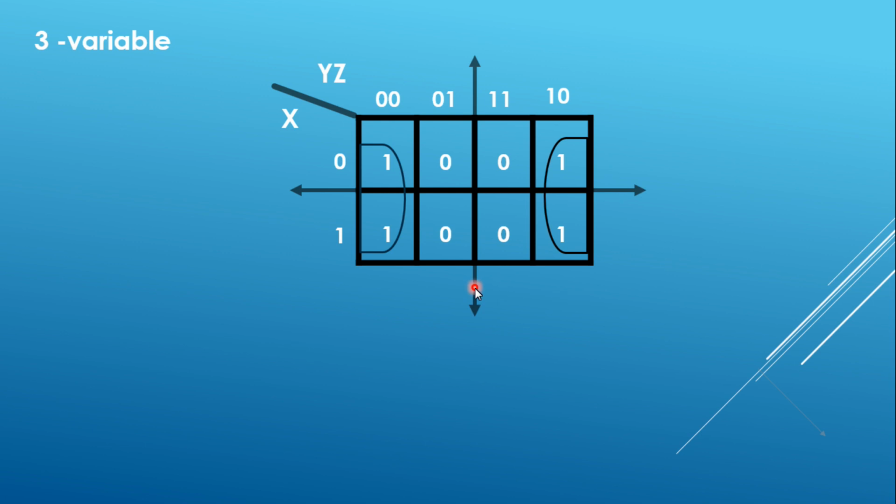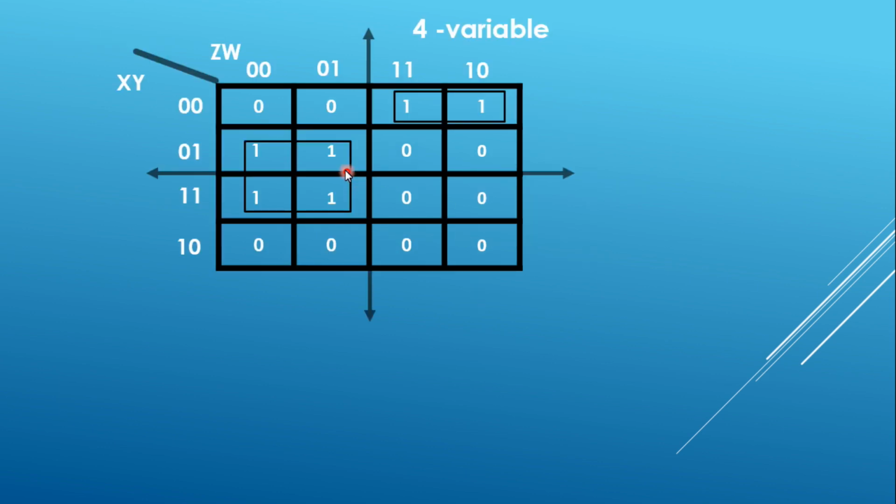Correct? So the minimum number of groups which you have will be better, because that will result in a smaller number of terms. Here you are putting 4 ones in a single group, and these are 2 ones. So basically this is a 4 variable map, and this is how the grouping can be done. This is a quad you are forming because there are 4 ones, and this is a pair you are forming with 2 ones. This is another grouping you can see.